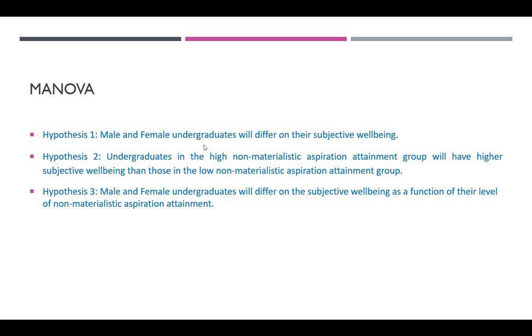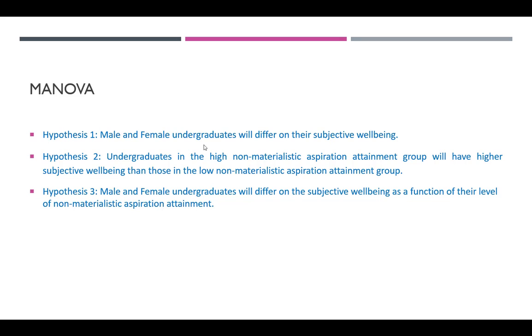The second hypothesis: undergraduates in the high non-materialistic aspiration attainment group will have higher subjective well-being than those in the low materialistic aspiration attainment group. Again, that's testing that multivariate effect, but this time we think there's going to be a difference regardless of gender, whether you're in the high attainment group or the low attainment group, on subjective well-being.